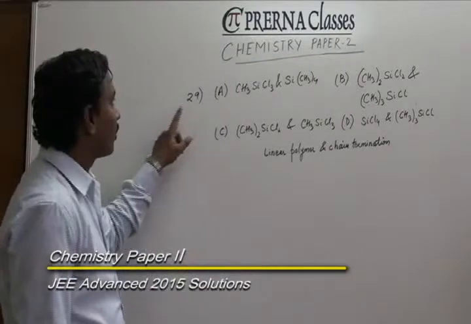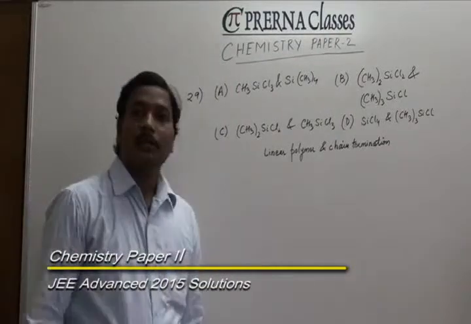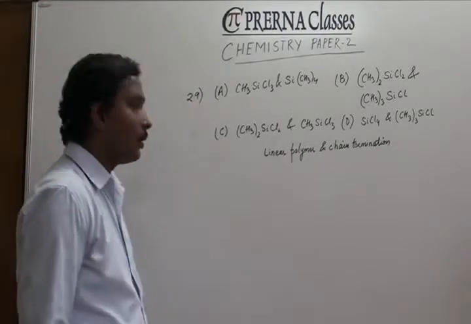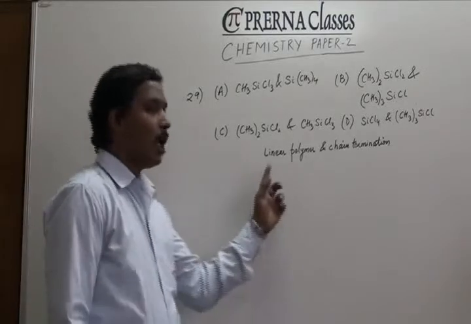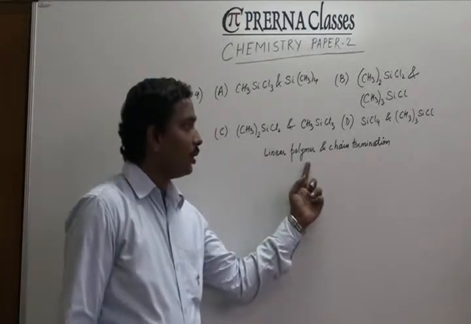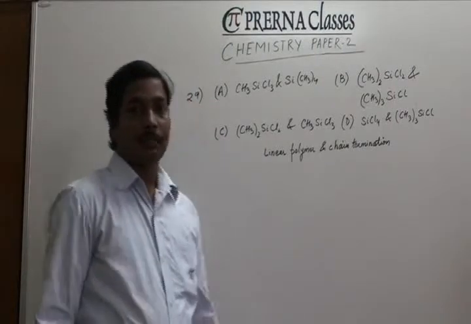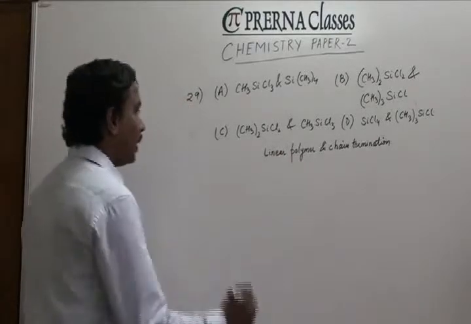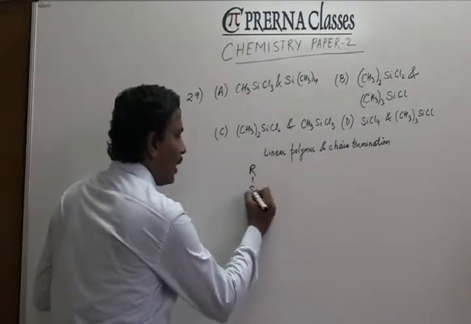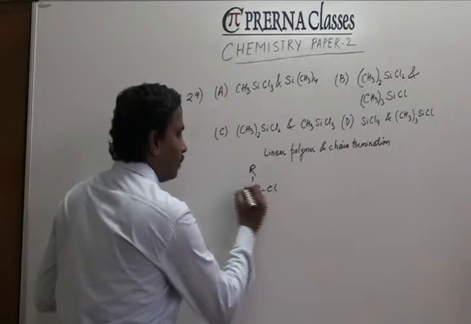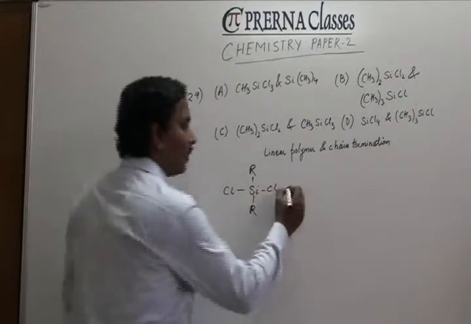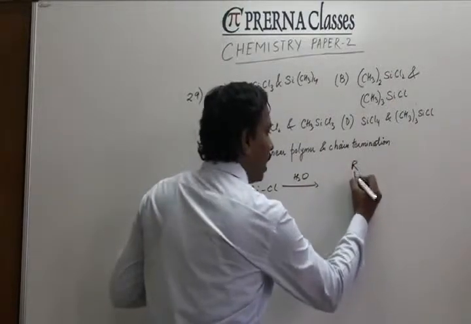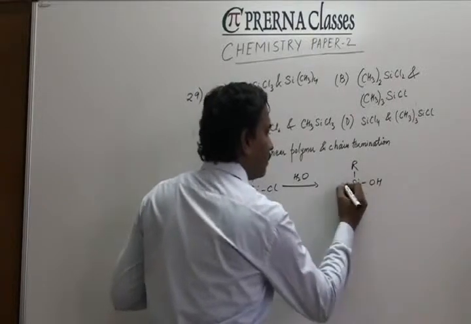Now the next question, question number 29, it is one or more than one correct answer. Given there are 4 options and he asked me to find which compound will form a linear polymer and which compound will terminate the chain. Now if we go for linear polymer, then it should be a compound R2SiCl2. So if it reacts with water, it is converted into R2Si(OH)2.